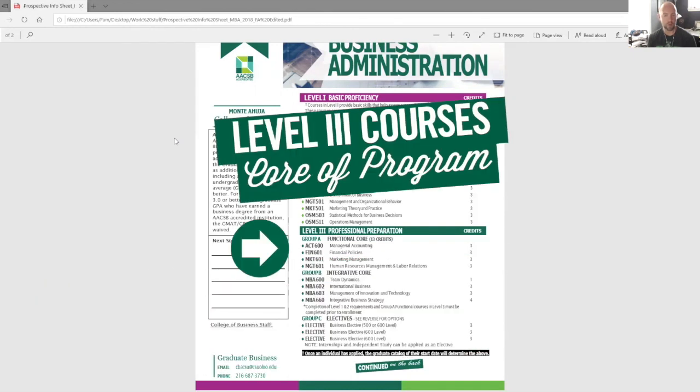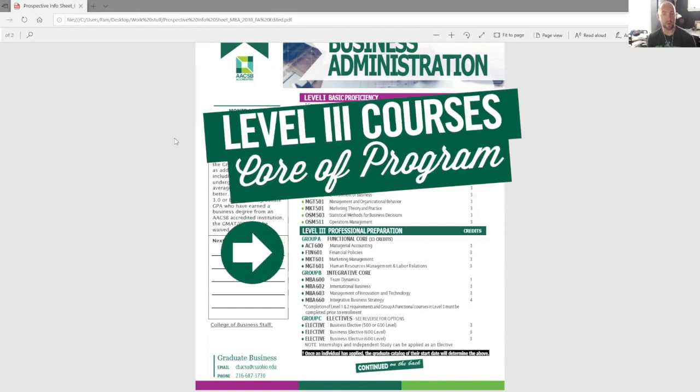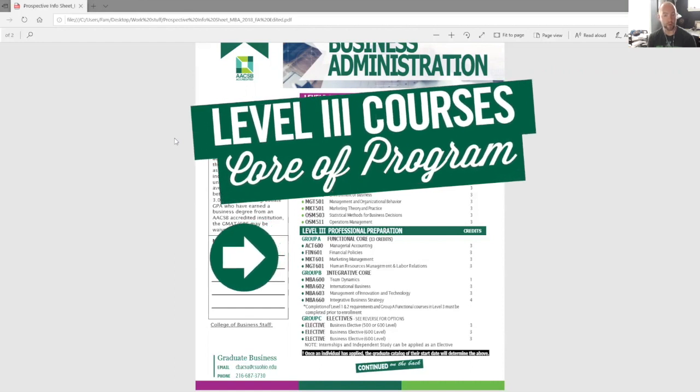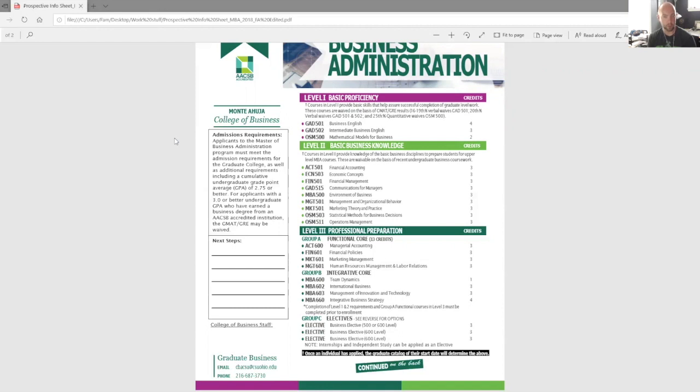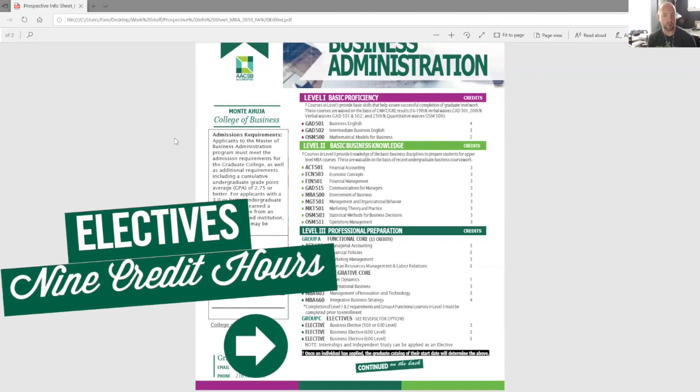All of the courses in level 3 are required of every student. This is the core of the program. It's a functional core of accounting, finance, marketing, and human resources, a management core, which is team dynamics, international business, innovation, and technology, and then the capstone course of the program, MBA 660. Students can take this class when they're done with all of the Group A functional core in level 3. So all of level 1, all of level 2, and Group A of level 3 are prerequisites to MBA 660. And then every student is responsible for 9 credit hours of elective coursework.